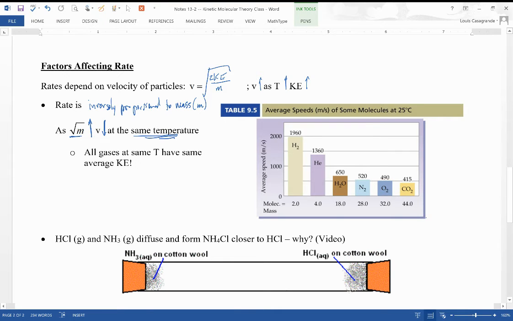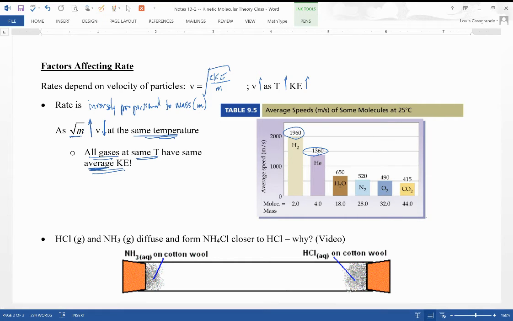And another important thing, all gases at the same temperature have the same average kinetic energy. So when we compare gases, we're comparing kinetic energies. The average kinetic energy is the same at the same temperature, and that's important. But what's changing now is the mass of the gas and the speed of the gas. And so on the right here, I have the molecular masses, and this one says 1,960 meters per second. I'm not sure why that's different from, that's hydrogen, not helium. There's the 1360, about 1,400 for helium.